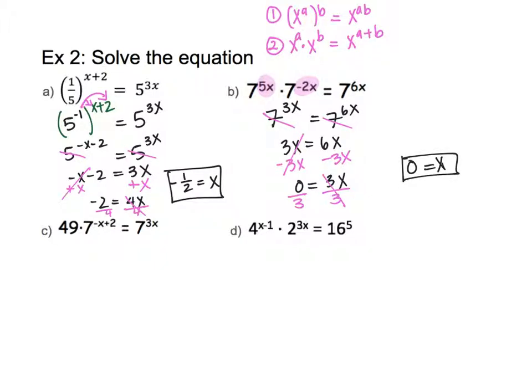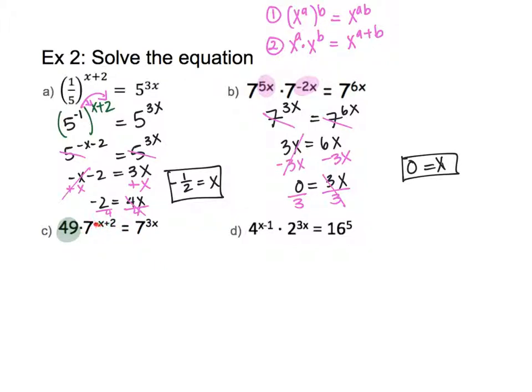Okay. 2 problems left. So let's take a look at C. So C here, you'll notice that you have quite a bit of things going on. You have this coefficient that's in front of this exponent, right? 7 to some power.